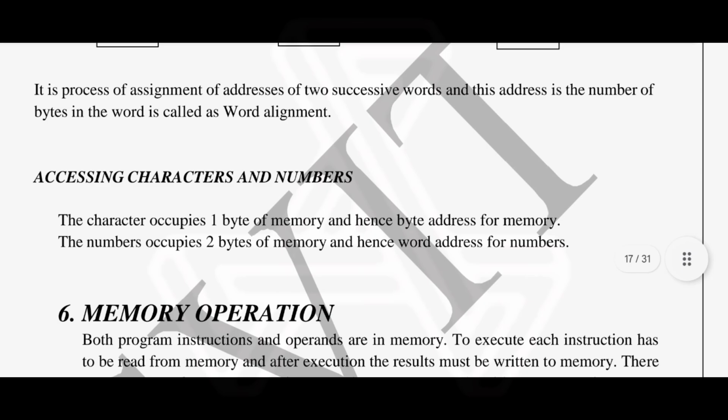Accessing characters and numbers. A character occupies 1 byte of memory and hence uses a byte address for the memory. A number occupies 2 bytes of memory and hence uses a word address for numbers.